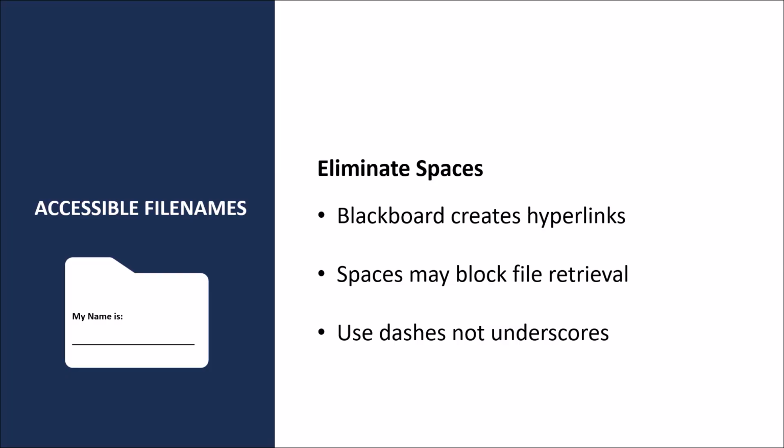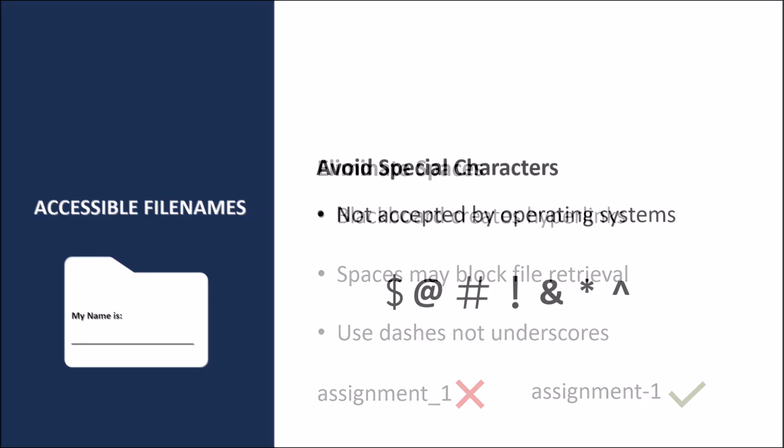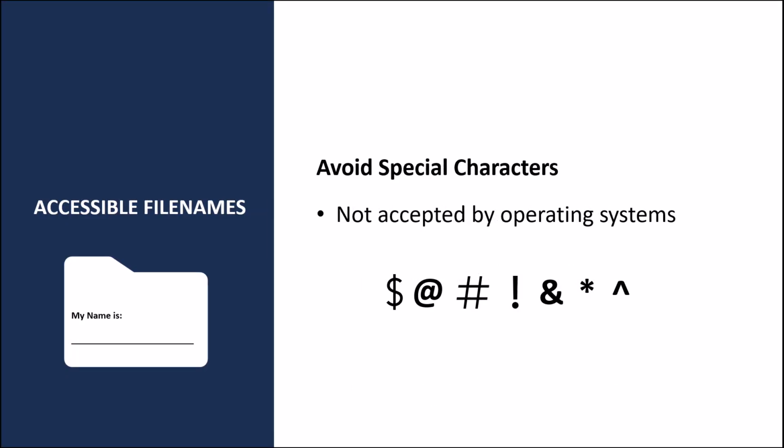Using an underscore is not recommended because a file containing an underscore can, on occasion, look like and be confused with a hyperlink. Speaking of special characters, it's important to note that most symbols in special characters should be avoided in file names. Some are simply not accepted by operating systems.